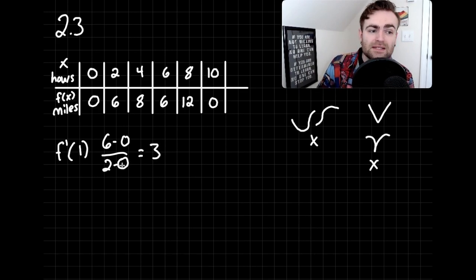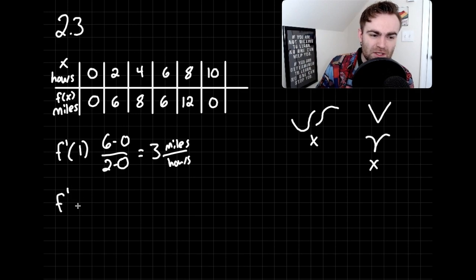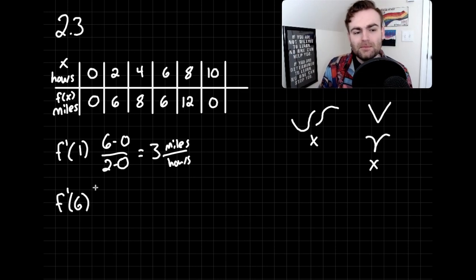Don't forget your units. The units for a derivative are always the y unit divided by the x unit. So in this case, it's miles divided by hours, also known as miles per hour. If I wanted to estimate something a little bit more challenging, what if I wanted to estimate the instantaneous rate of change at 6?